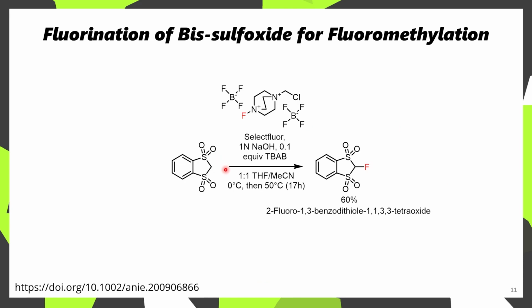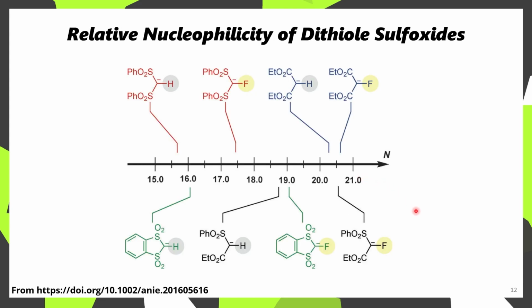Now, let's say you want to take this bis-sulfone and you want to add in a fluoromethyl group. Well, if you just use sodium hydroxide in THF and acetonitrile, you treat this with Selectfluor with a catalytic amount of tetrabutylammonium bromide, you'll end up popping a fluorine on there, and this actually enhances the nucleophilicity of this compound quite a bit. That being said, they're both extremely good nucleophiles, both of the green ones shown here, but we do see a 1,000 times increase in nucleophilicity by the addition of that single fluorine. So that's a pretty good enhancement.